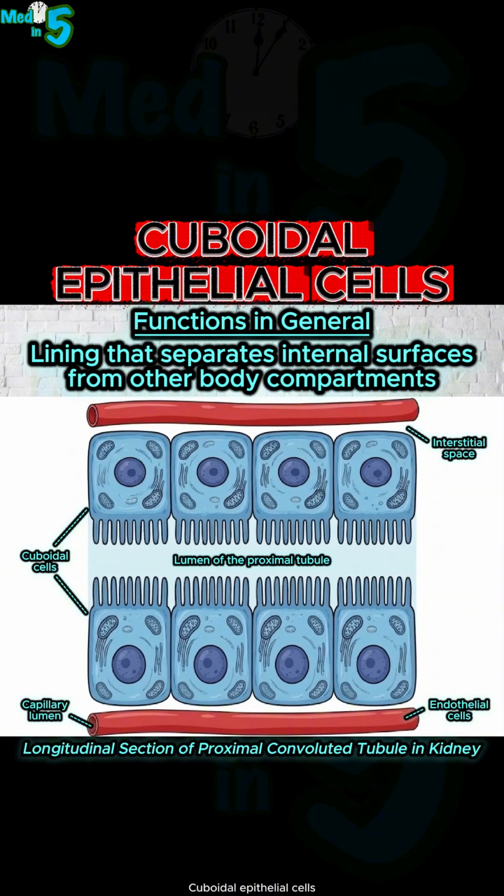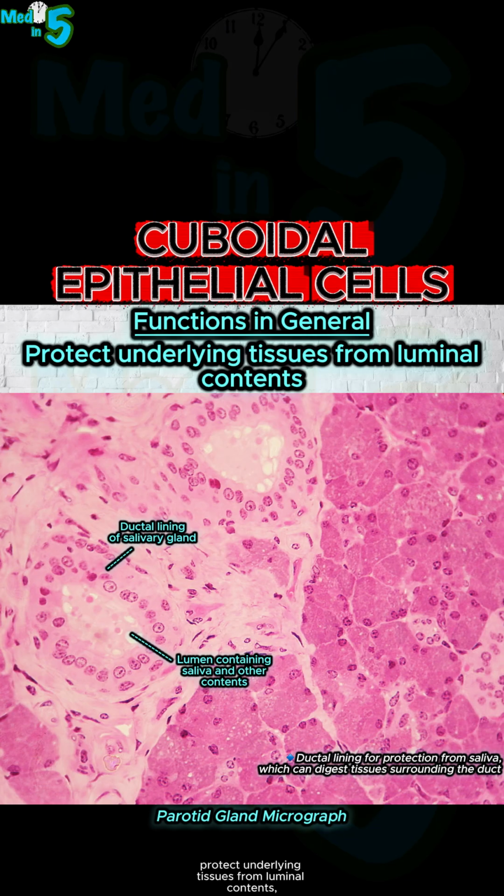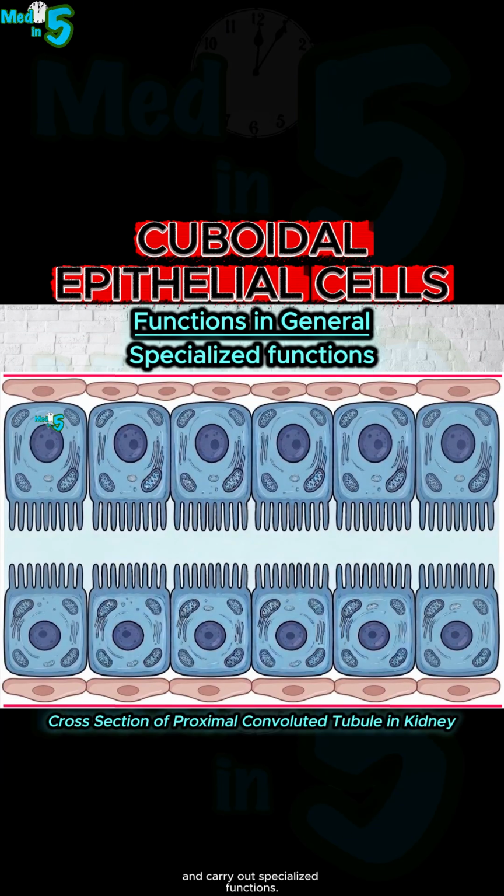Cuboidal epithelial cells primarily line the internal surfaces of glands, ducts, and tubules, where they separate body compartments, protect underlying tissues from luminal contents, and carry out specialized functions. There are two types of cuboidal epithelia.